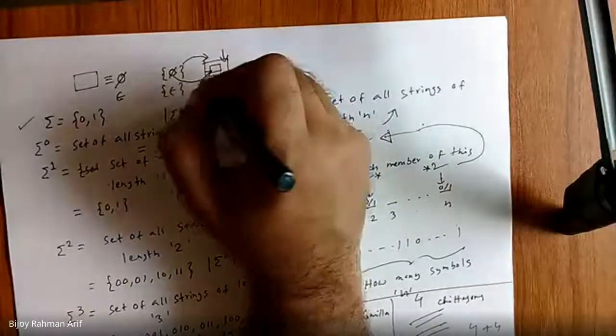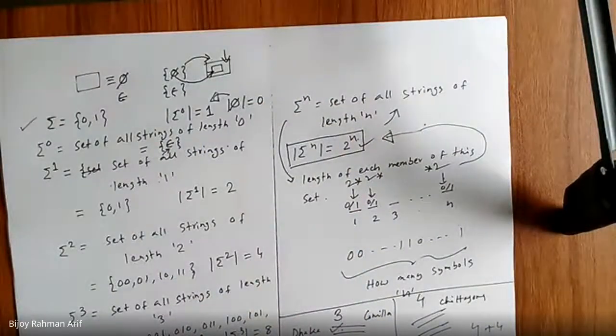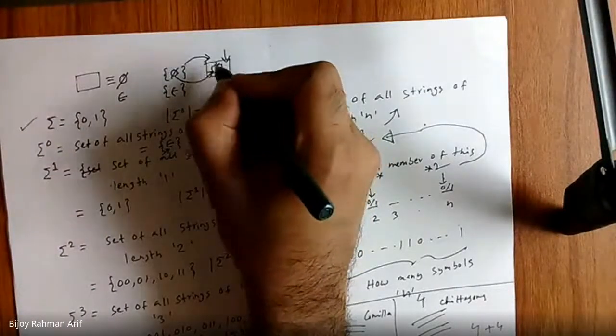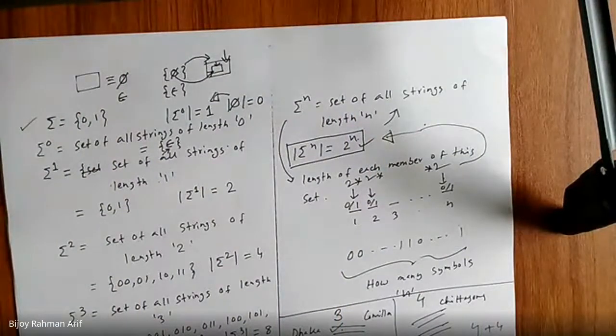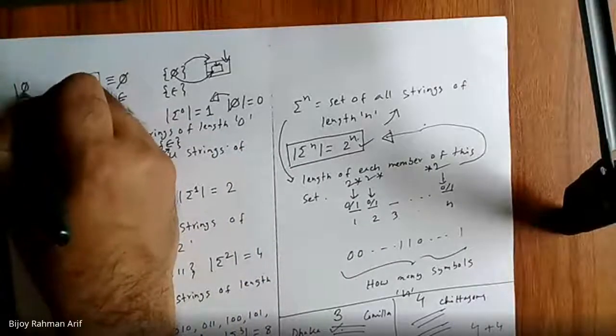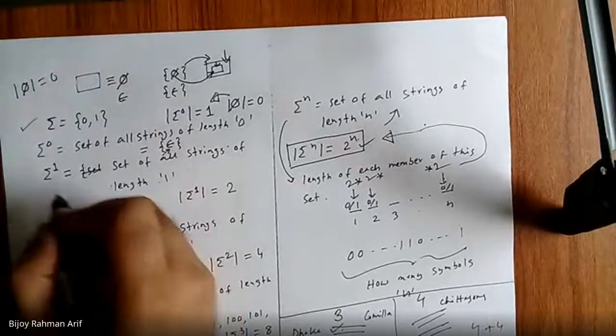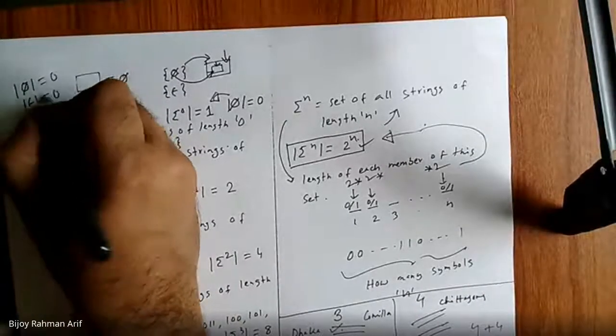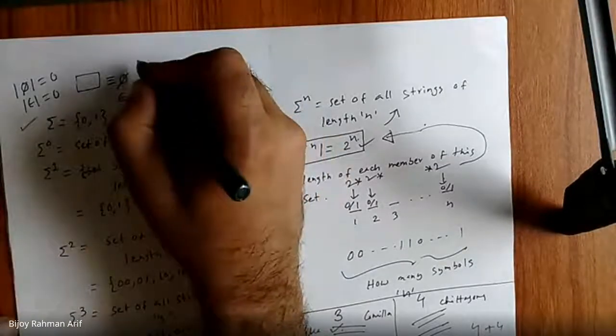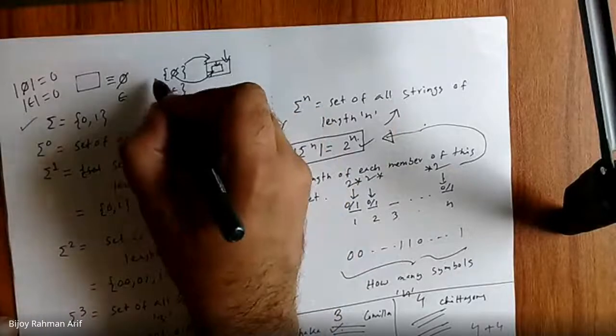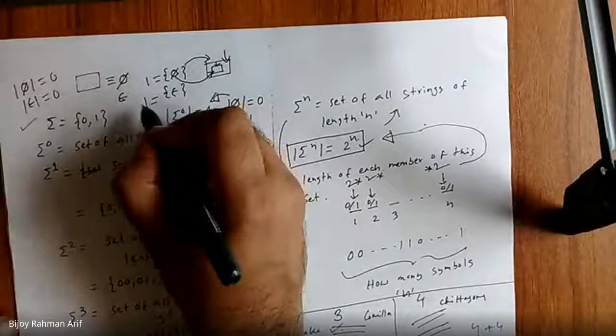Yes. Now, with respect to the outer box, how many elements are there? One, because I have an empty box. With respect to the inner box, the number of elements is zero. But with respect to the outer box, how many elements do I have? One. That's why, though the cardinality of phi is zero, or the cardinality of epsilon is zero, the cardinality of set of phi is one. This one is also one. Did you get the point?